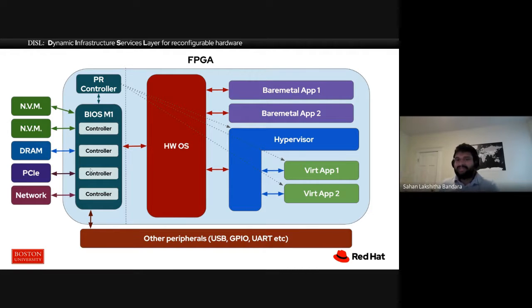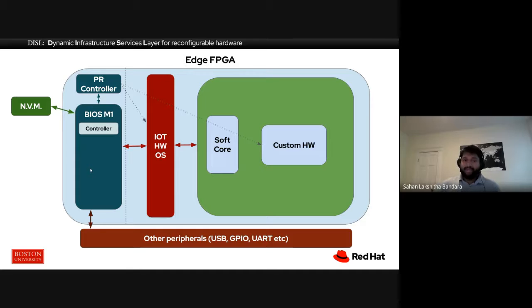And the OS then will provide services such as memory and communication to user applications, which are instantiated in different regions of the FPGA. And we would leverage partial reconfiguration to place different applications and schedule them. We'll have that capability with partial reconfiguration. If you're targeting, say, an edge FPGA with fewer resources to spare, an IoT-optimized minimal hardware operating system can be used. However, the application still should be portable between the different platforms as long as the two platforms have the necessary resources and the peripherals necessary for that given application.